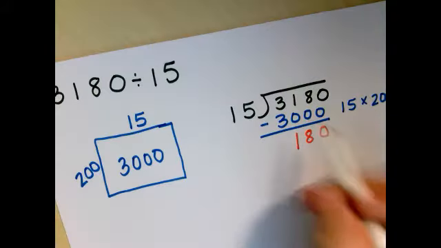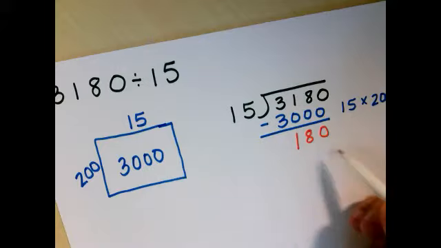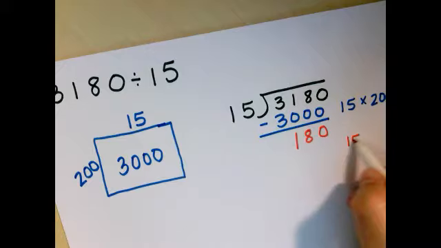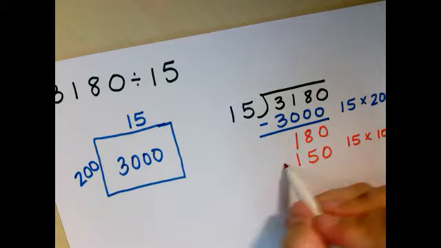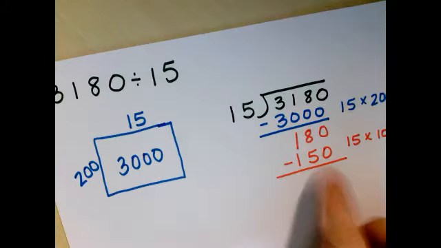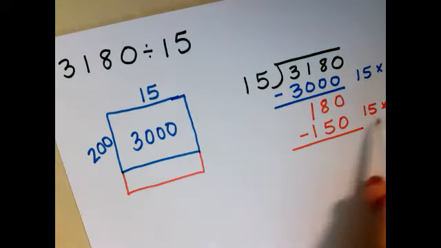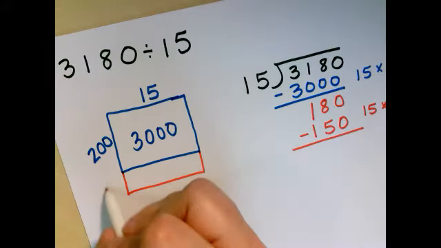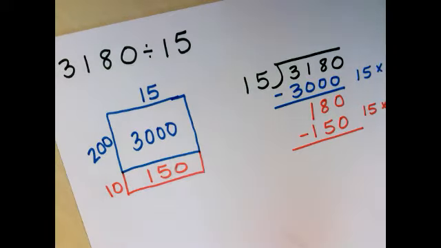Well, 15 times what gets me close to 180 using friendly numbers? Well, I know that 15 times 10 is going to get me to 150. So 150, that was a friendly number. I'm going to bring that over here. And I'm going to add that on to my area model. I have 15, and I know that this was 10. So 15 times 10 is 150.